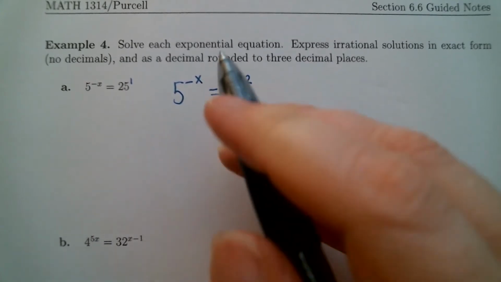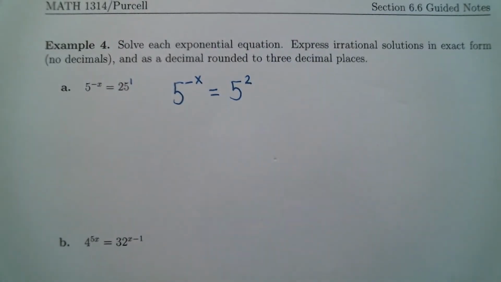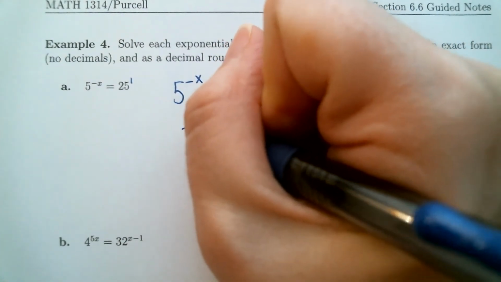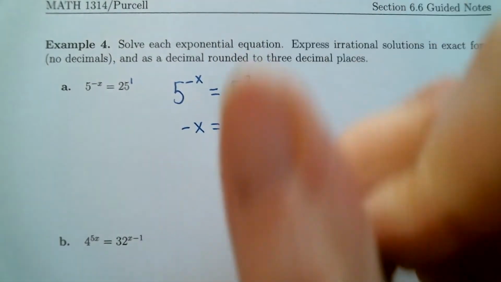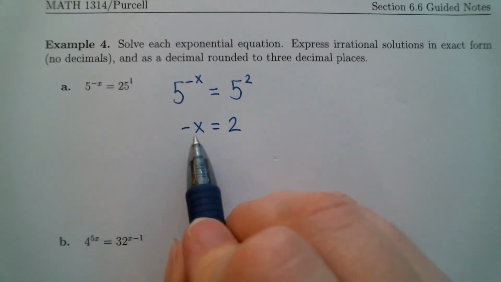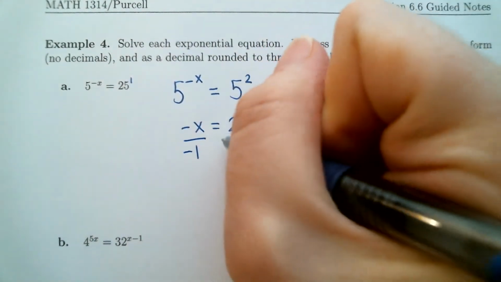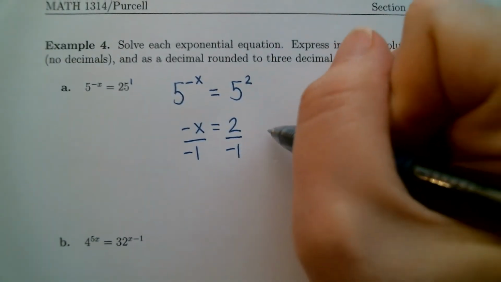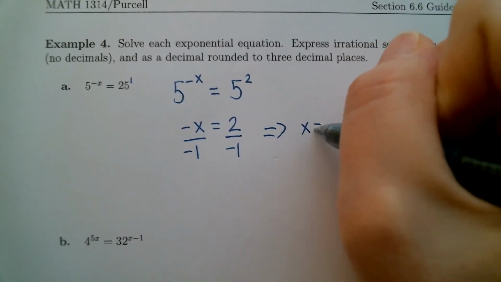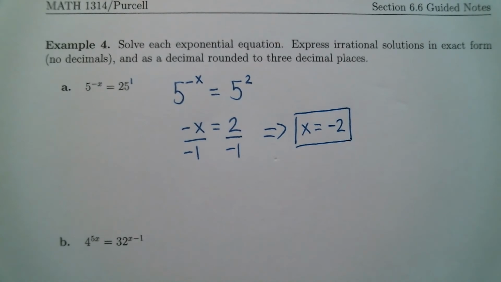Once the bases are equal, the only way this can be true is that if you have a power of 5 equal to a power of 5, the powers have to be equal. So you're going to equate the exponents like that. So negative x equals 2. And then you just solve this for x. This is negative 1 times x is equal to 2. So we're just going to divide or multiply by negative 1. And so this is going to tell us that our x value is negative 2. So that's all you have to do there.